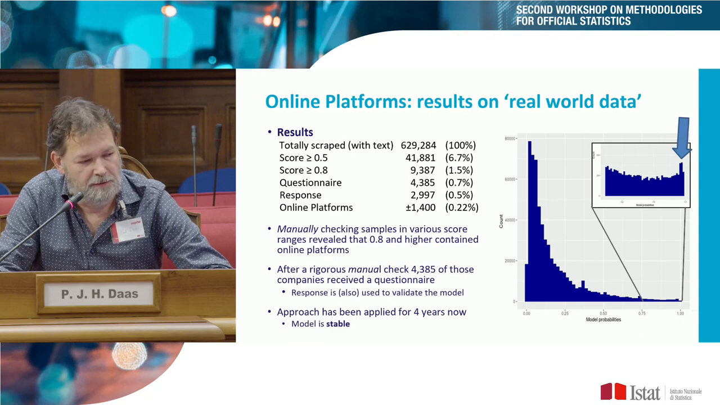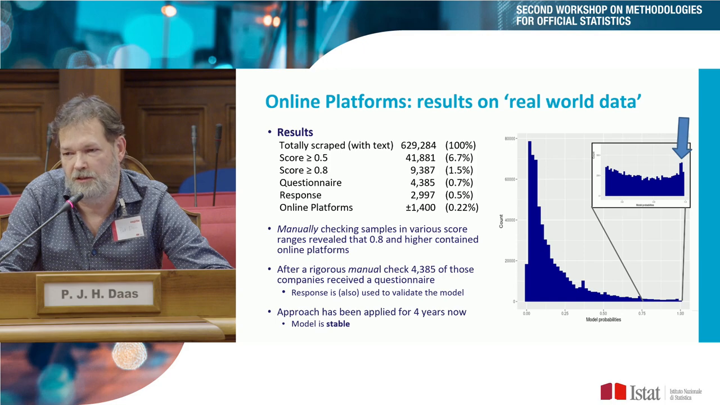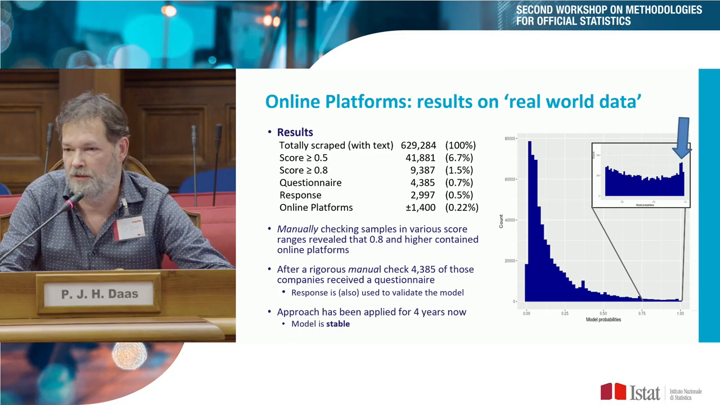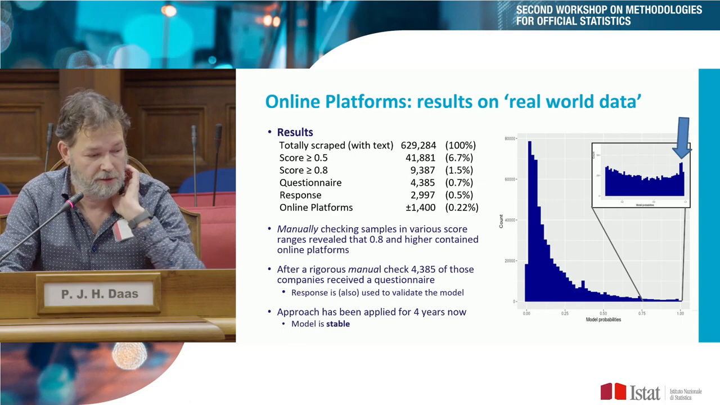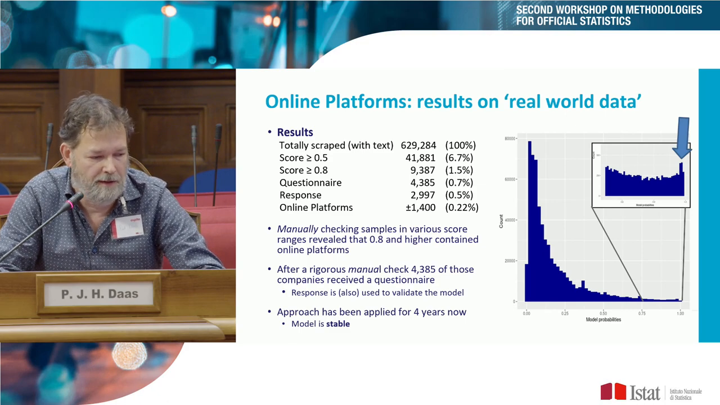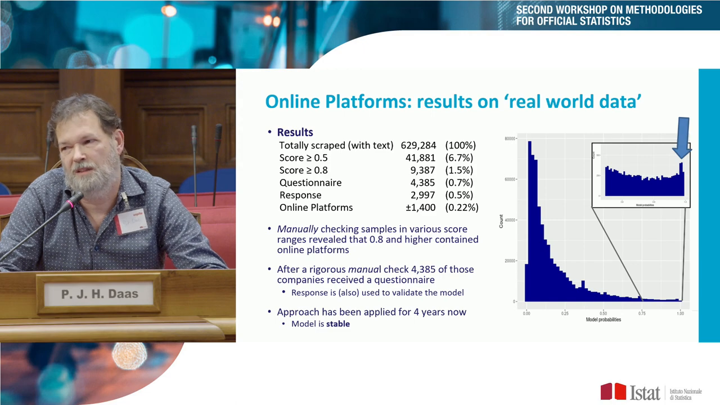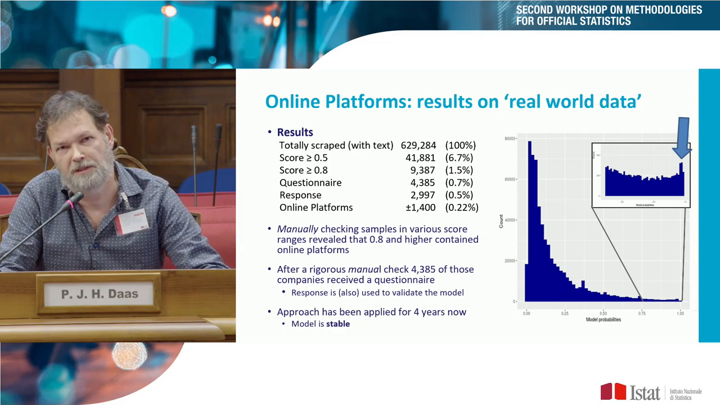One of the other things I always do is, it's great that this works, but let's try it half a year later or a year later, and see what the results are. And the model is stable, so we're collecting variables that are related to online platforms, and it has been used for 4 years now, this model. Downside of this model is that it really overestimates the number of online platforms. It has a serious bias, and that means a lot of manual work for the people, and we want to reduce that as much as possible.